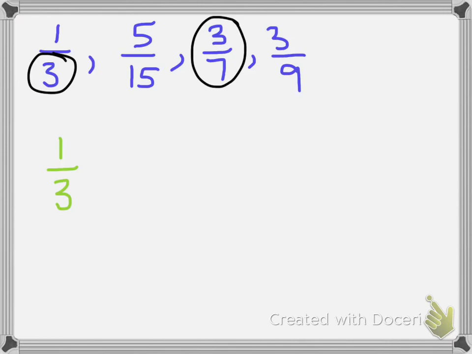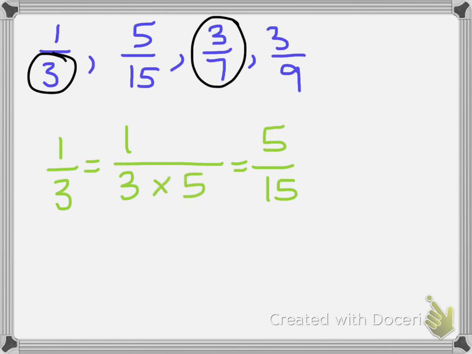And we're going to see if we can get 1/3 to equal 5/15. Let's start with the denominator this time. 3, what do I have to do to 3 to get 15? I need to multiply it by 5. If I multiply my denominator by 5, I also have to multiply my numerator by 5. And 1 times 5 is 5. So yes, this one is an equivalent fraction.